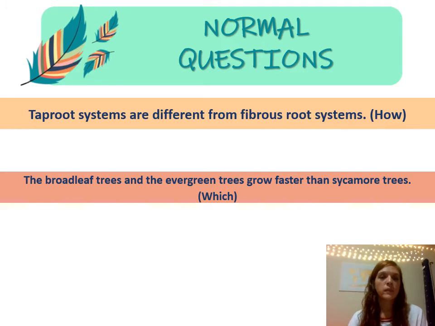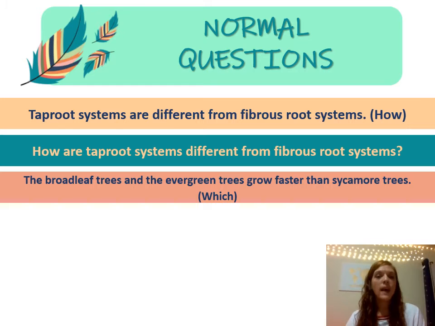Okay, let me show you. How are taproot systems different from fibrous root systems? Question word, verb, rest of the sentence, right? Okay, let's look at the next one. The broadleaf trees and the evergreen trees grow faster than some sycamore trees. Now be careful on this one because it's which, so it has to have sentido.